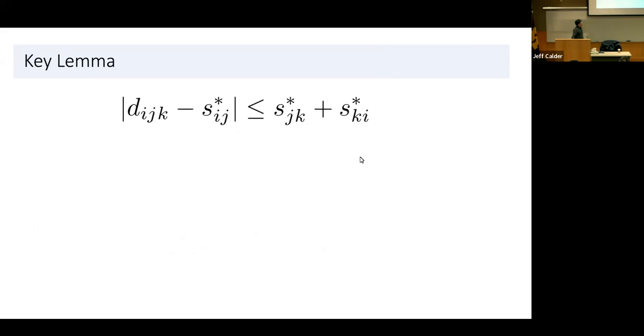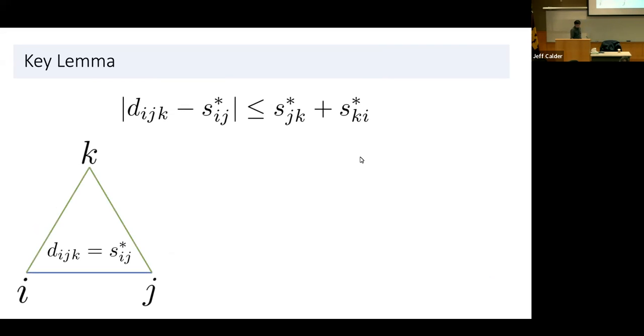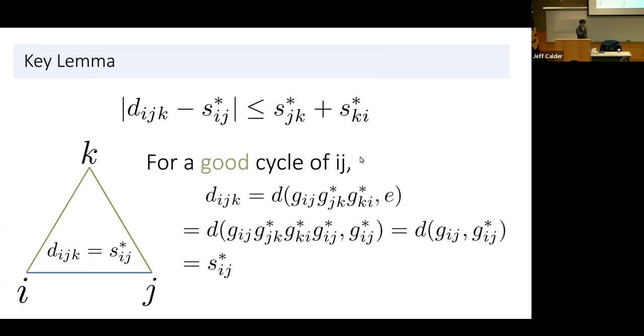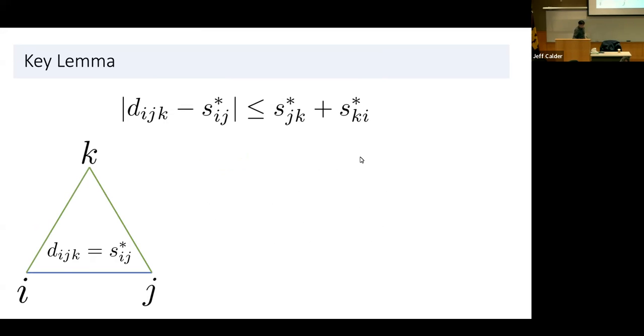Okay, this is the inequality we're looking at. One direct consequence of this lemma is that if you look at this edge ij, if the other 2 edges I colored as green are clean, or I mean uncorrupted, then this Dijk is an exact estimator of Sij star.